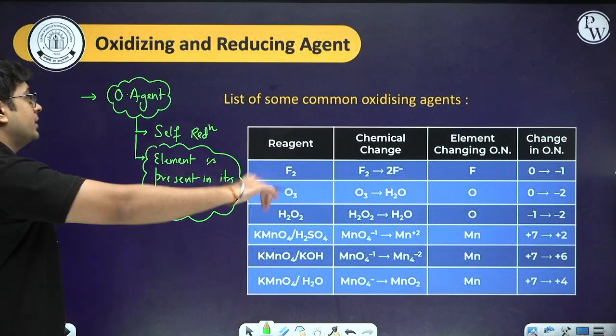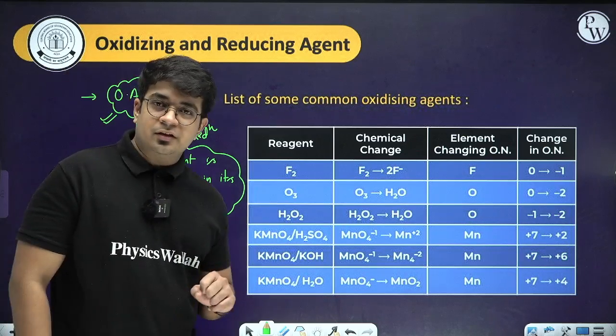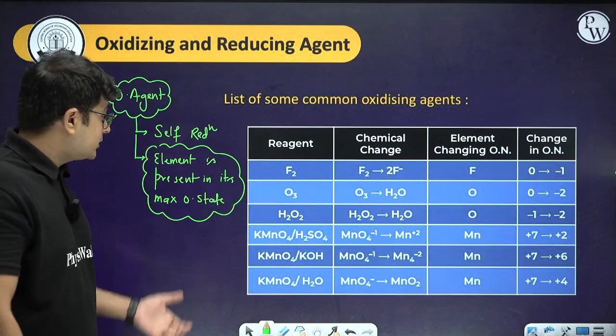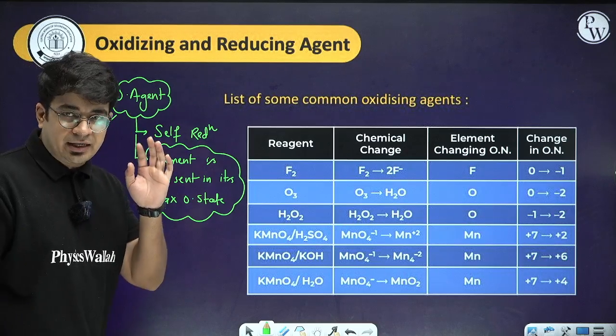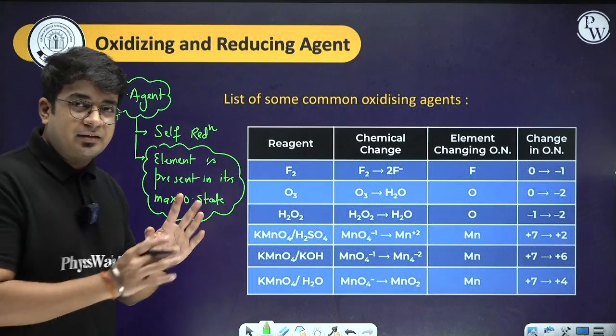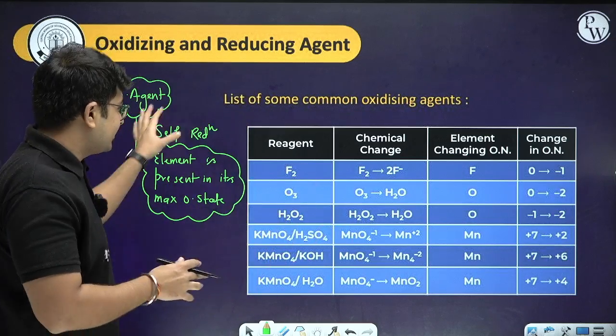So always remember, oxidizing agents are basically those which self reduce and cannot further oxidize. It means they are already present in their maximum oxidation state. Remember this simple trick, and you will be happy that most of the concepts related to oxidizing agents lie under this entire part.